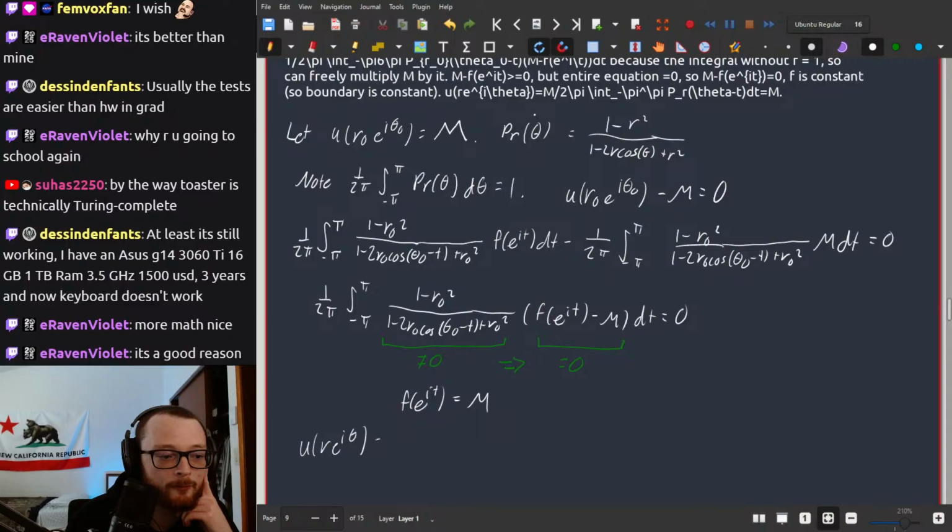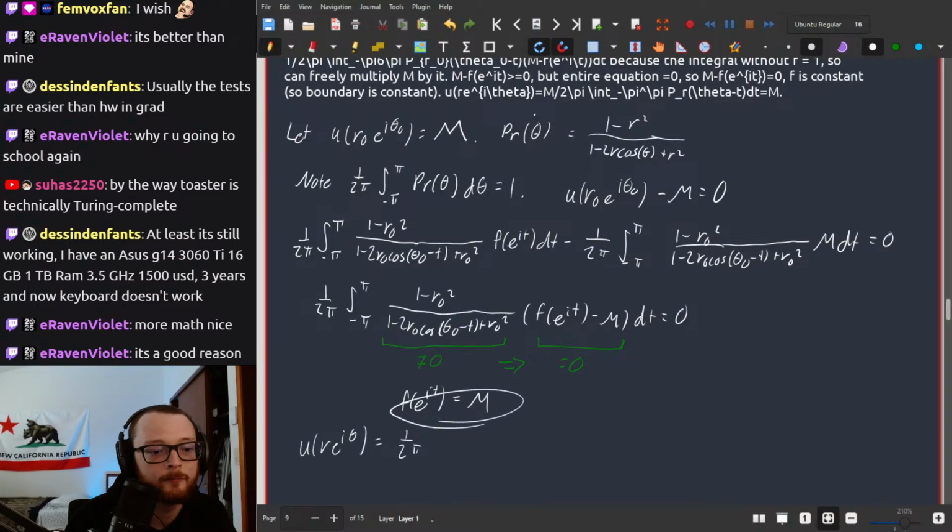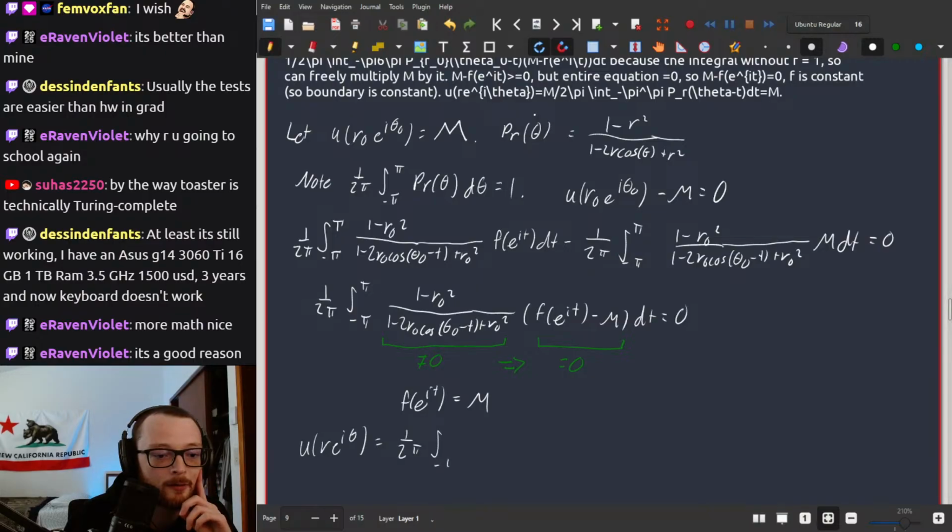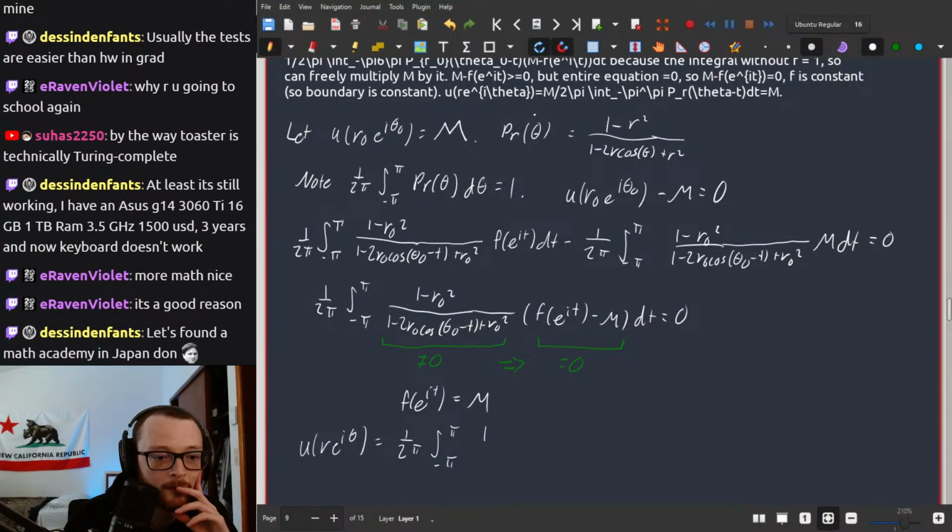So we're almost done with the first part of this problem. We know what f is in general now. It's just a constant m. So now we can plug into the general definition for u.